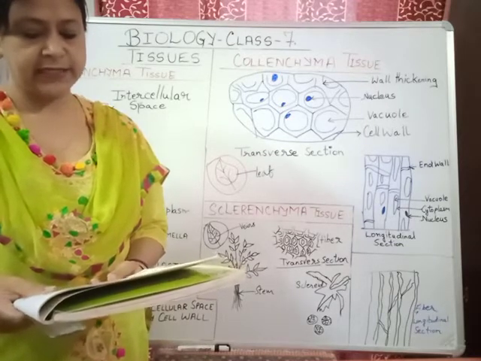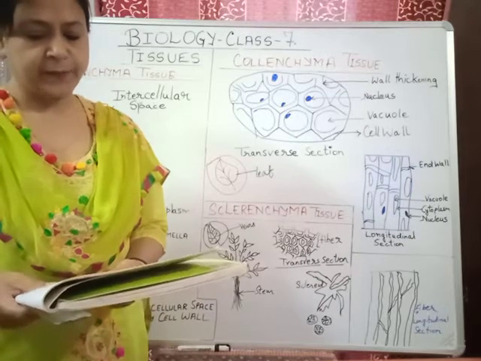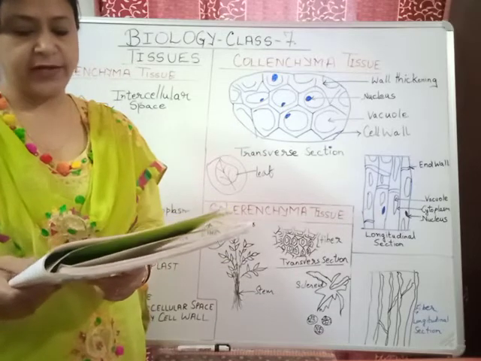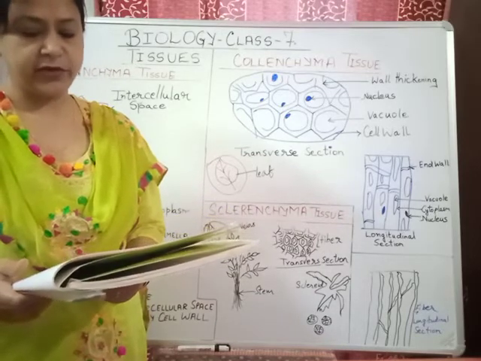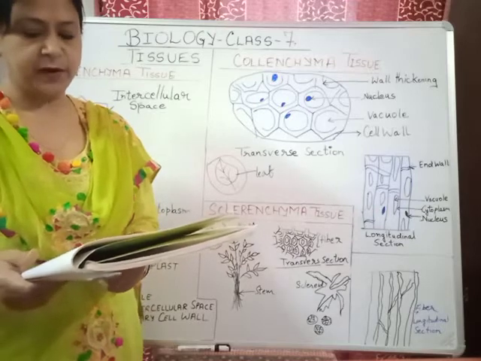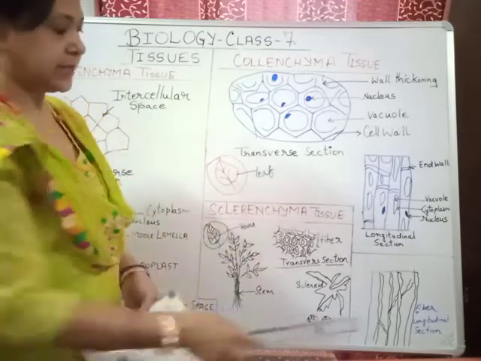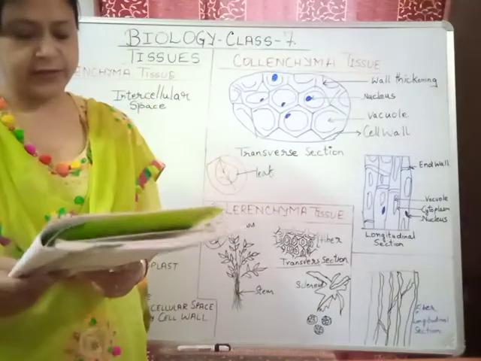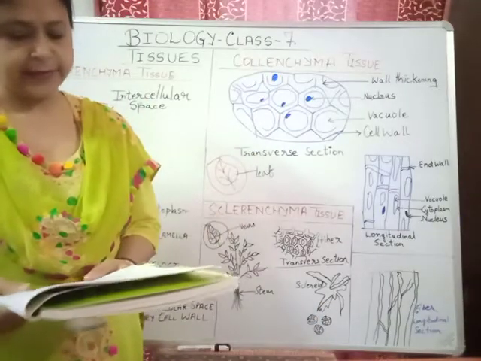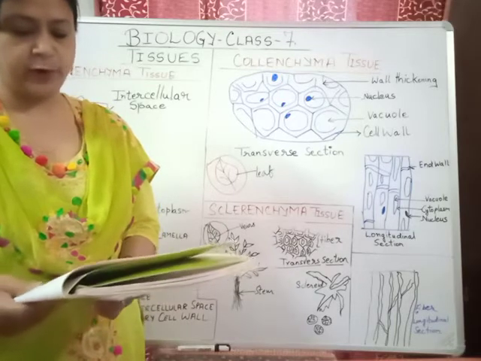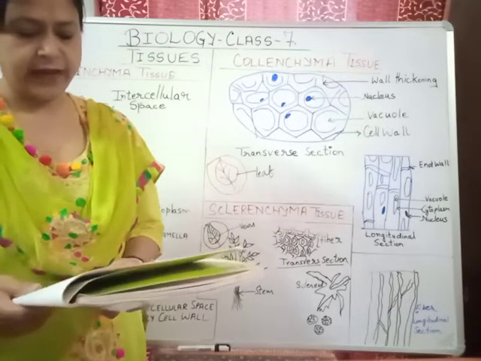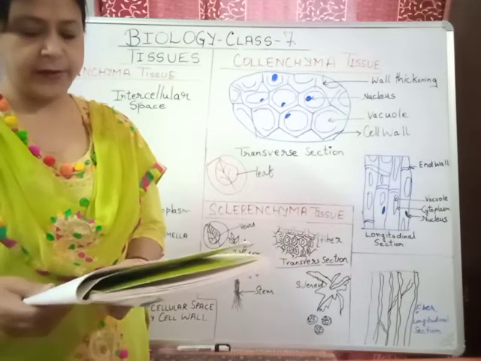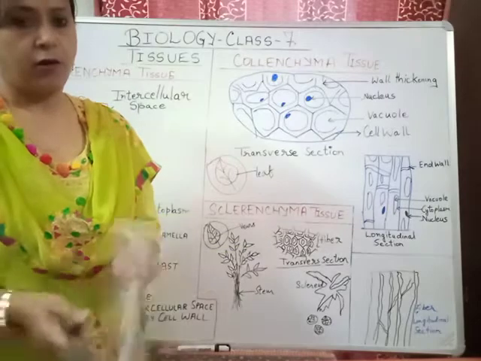On maturity, these cells lose their protoplasm and become dead. The central cavity of the cell is greatly reduced due to the formation of secondary thickening. Cells are spindle shaped, long, narrow, and dead. Function: sclerenchyma tissue has the following functions. It provides mechanical strength and rigidity to the plant part. The sclerenchyma cells help in protection of the internal organs.